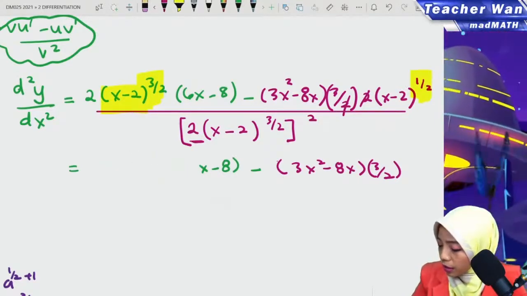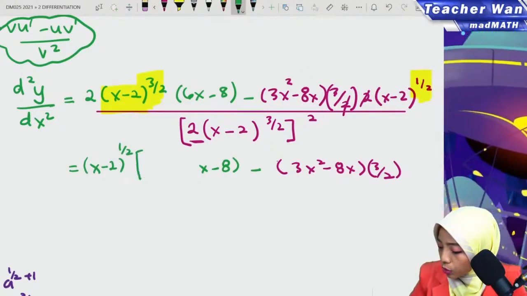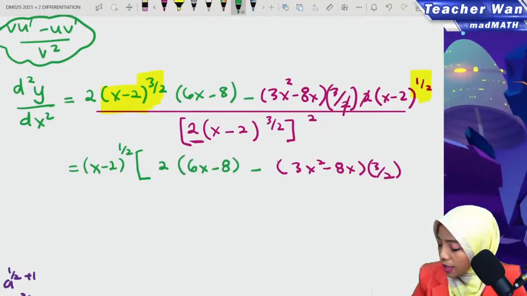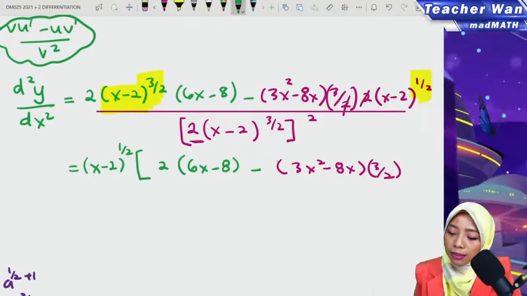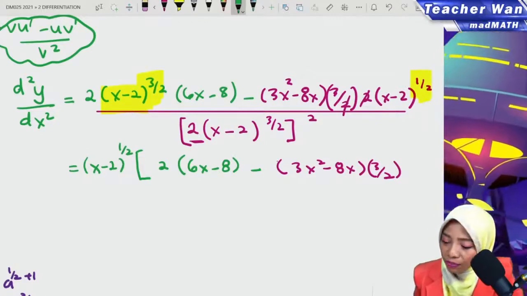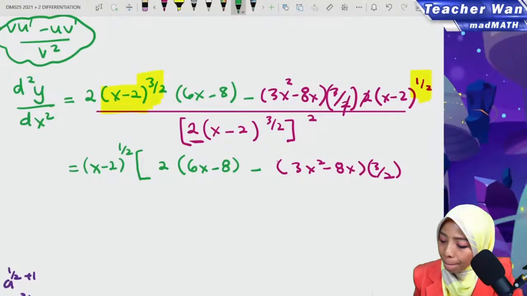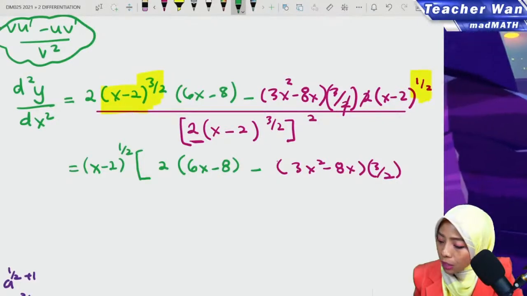I write it again. x minus 2, 1 over 2. Okay, big bracket here. And then remaining 2. And then 6x minus 8. Macam tu. Rasa better kot macam tu. Okay. So far okay. 2 keluarkan 1 over 2. Okay, let's proceed.